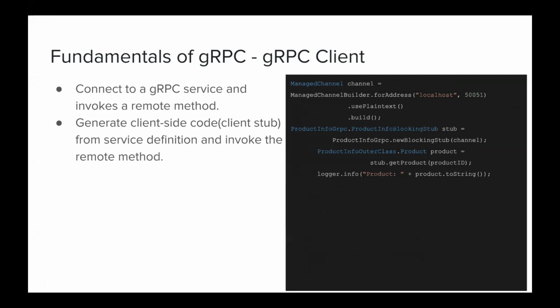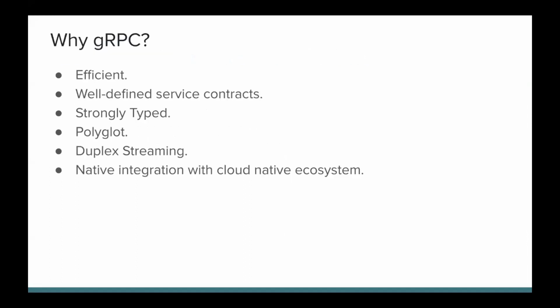You just have to generate a client-side stub for your client application, and using the stub, you can connect. Here in my Java code, I have connected to my gRPC server, and then using the stub, you can invoke the remote method as easily as making a local function call. So those are the key concepts of the gRPC protocol. Now let's dive into some of the key advantages that gRPC brings into the picture.